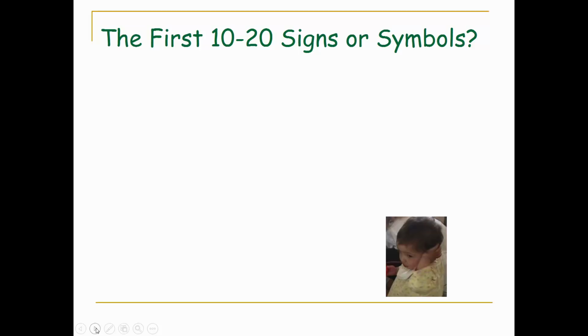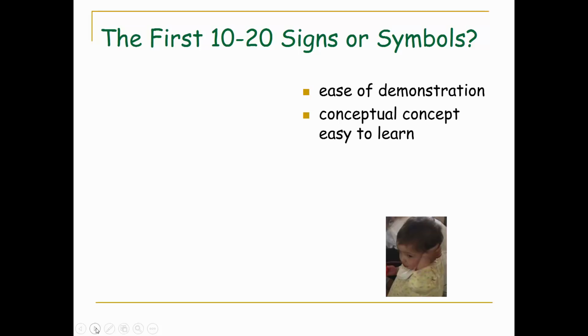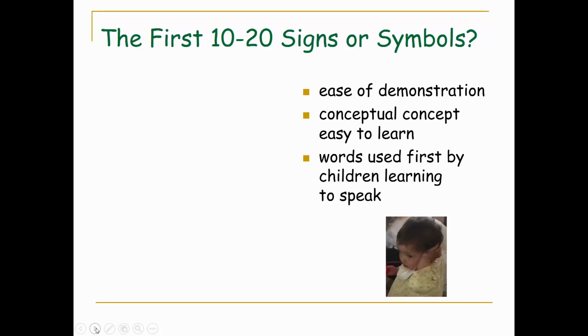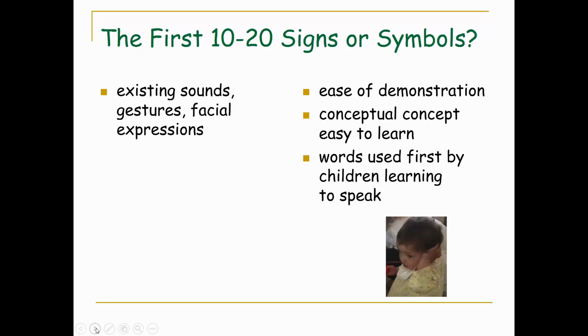So the first 10 to 20 signs or symbols that you would use are the ones that are the easiest. So ones that are easy to learn, easy to demonstrate. And think about the first words that children usually speak. It's usually mummy, daddy, up, play, ball, juice. So take advantage of their existing facial expressions and sounds and gestures. And make things very specific. So chocolate milk, not drink.